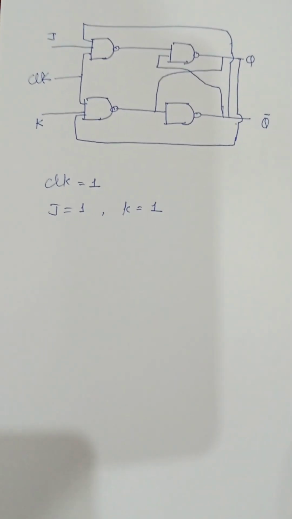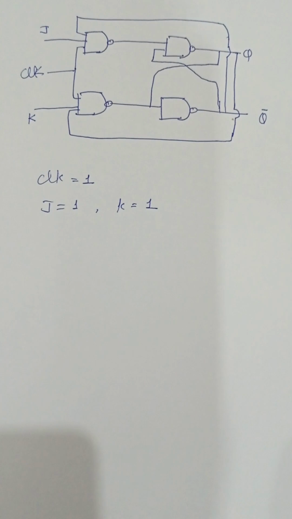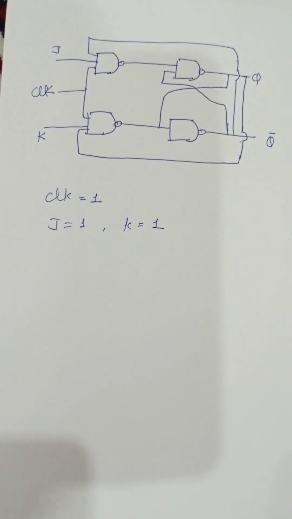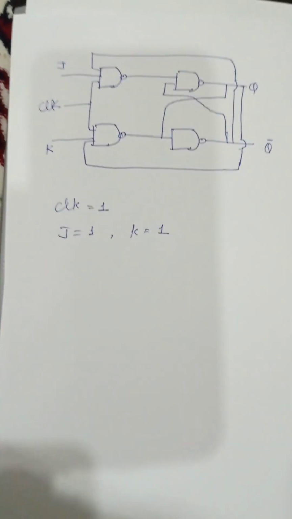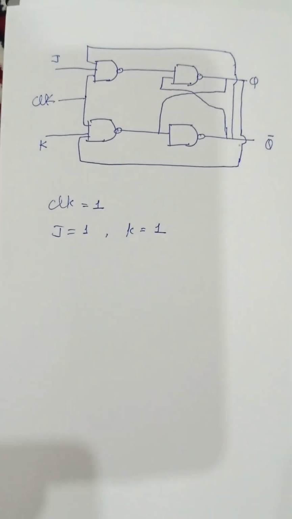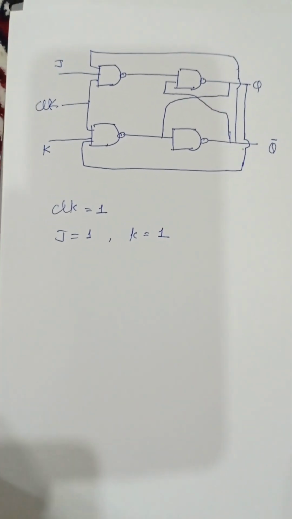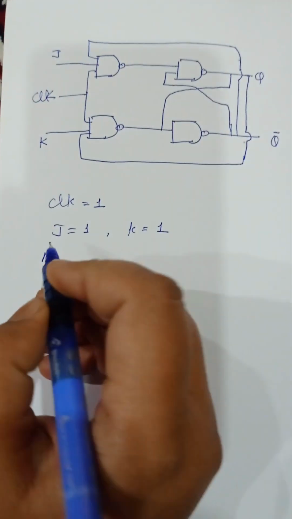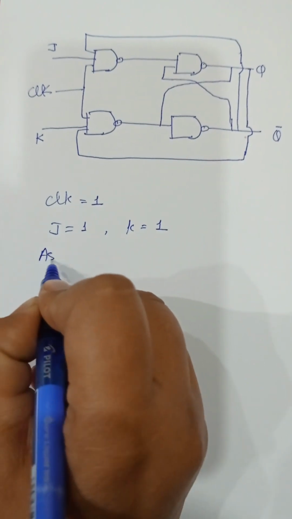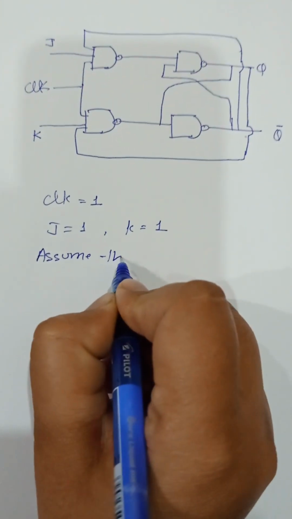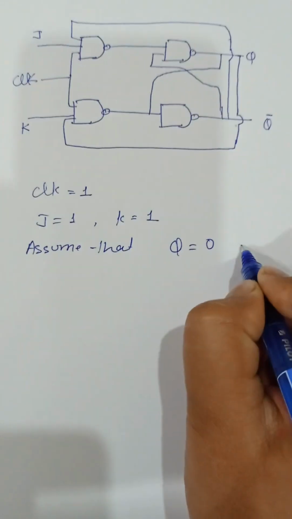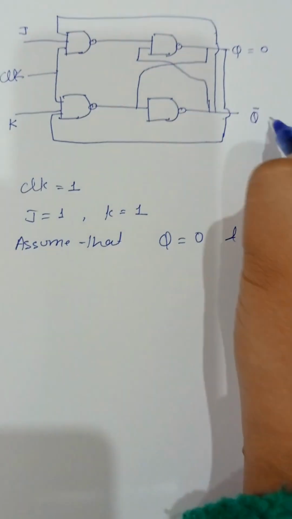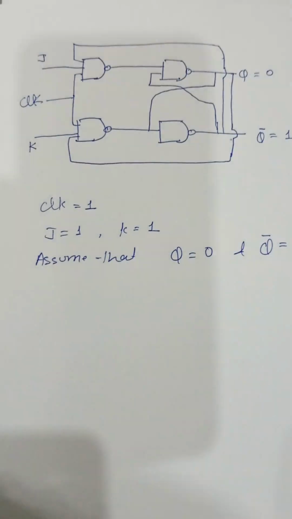Here I'm discussing the fourth case, the last one, where the clock is high and J and K are both equal to 1. In this case, we just see the values of Q and Q complement, that is, what the values are for these two outputs. For this we have to do some analysis, and for that analysis we assume that Q is equal to 0 and Q complement is equal to 1. So here Q is equal to 0 and Q complement is equal to 1.